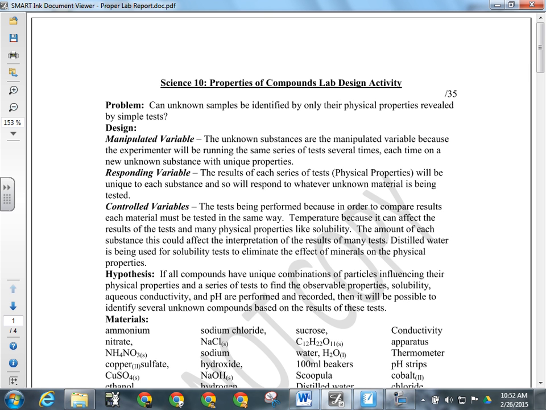So your design should look something like this. The manipulated variable in this experiment was the unknown substances, because the experimenter will be running the same series of tests several times, each time on a new unknown substance with unique properties. We come back to these unique properties like 10 or 11 times in this lab report, because that's the whole premise of the lab, that everything has unique physical properties. So we're going to come back to that time and time again.